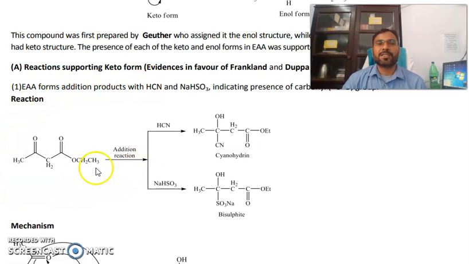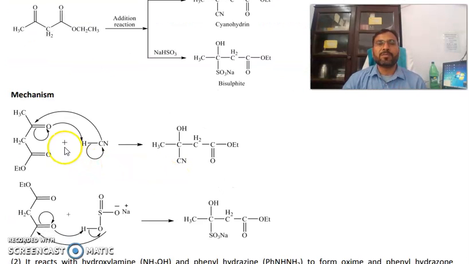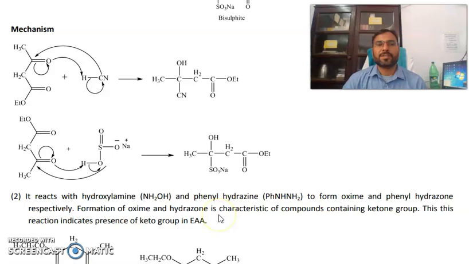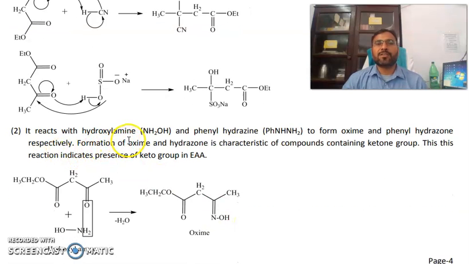You can see these addition reactions, with cyanohydrin and bisulfite. So this is supporting the keto form. You can see the mechanisms. It reacts with hydroxylamine and phenylhydrazine to form oxime and phenylhydrazone respectively. Formation of oxime and hydrazone is characteristic of compounds containing ketone groups. This reaction indicates the presence of a keto group in ethyl acetoacetate.